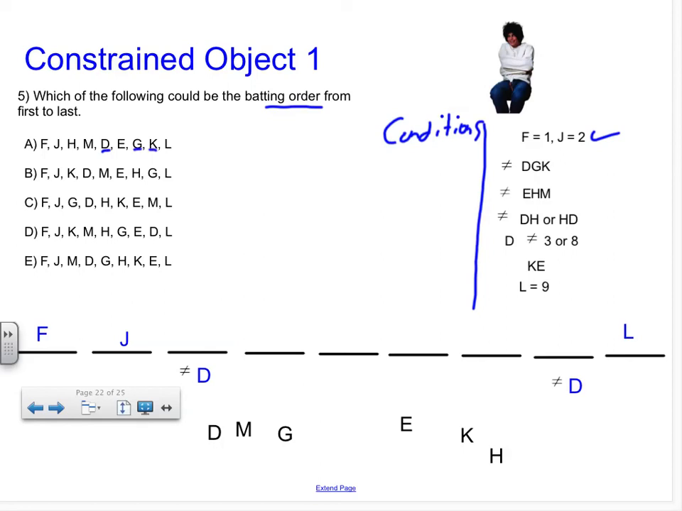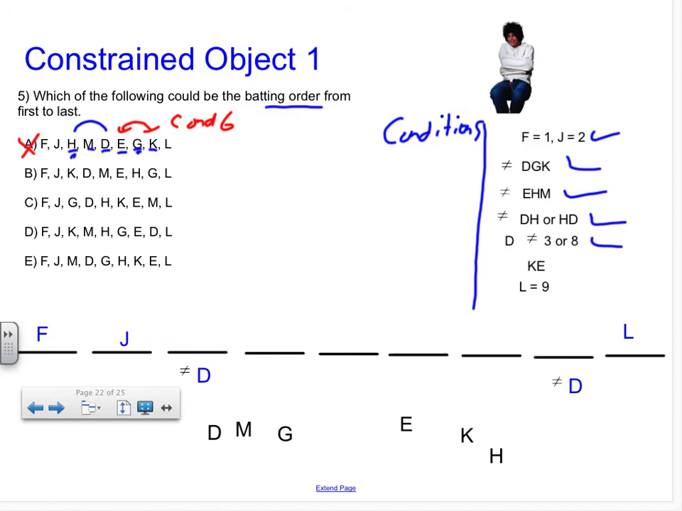D, G, and K are separated, so that one's good. E, H, and M are separated, so we're good there. D and H are separated, so we're good there. D is not in the third or eighth position. How about this one? Uh-oh, look at this one. E comes before K, so it breaks condition 6. So let's get rid of this one.